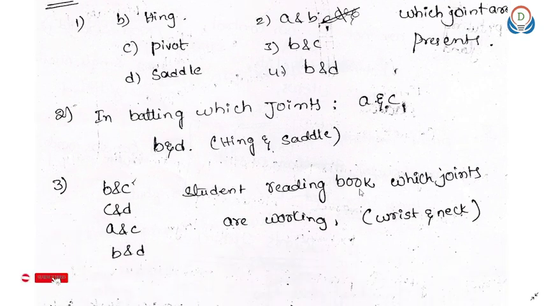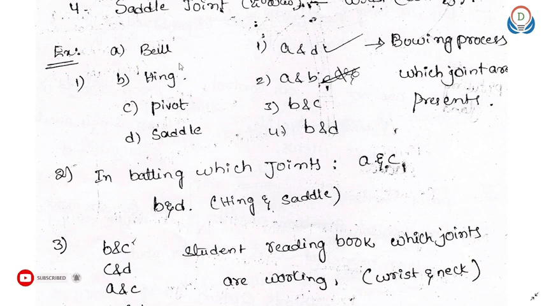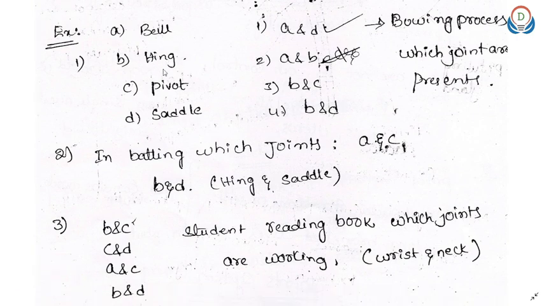If students are reading books, which joints are working? It's B and C, or C and D, or A and C, or B and D. ఇలా మనకు ఒక క్వశ్చన్స్ అడుగుతారని ఎగ్జాంపుల్స్ ఇచ్చాను. హింజా పైవటా సాడెలా, అదే బాల్ సాకెట్ అయినా హింజా పైవటా సాడల్ జాయింట్. సో ఆన్సర్ ఈజ్ ఏంటంటే స్టూడెంట్ రీడింగ్ బుక్స్ అంటే బుక్స్ చదువుతుంటారు కదా, సో అప్పుడు ఏం యూస్ చేస్తారు?